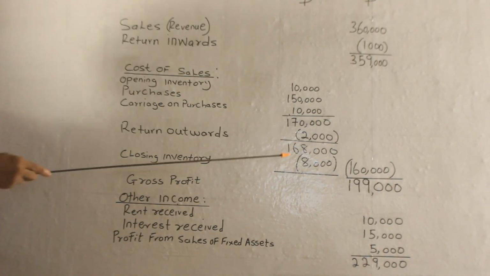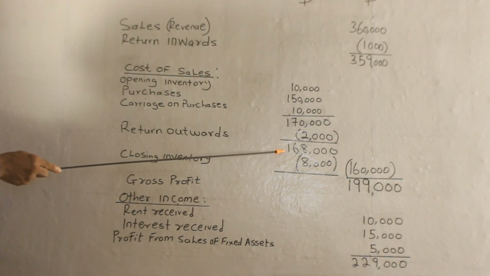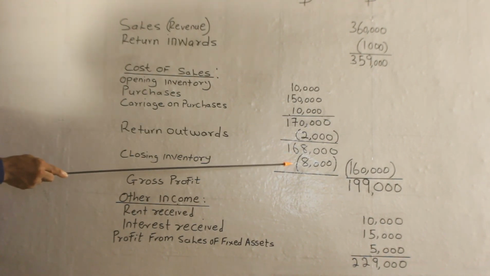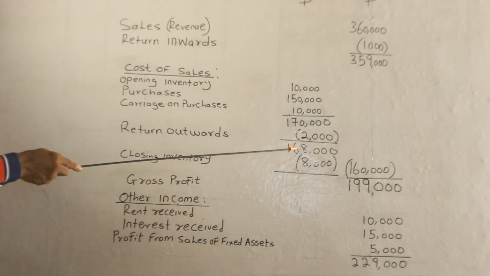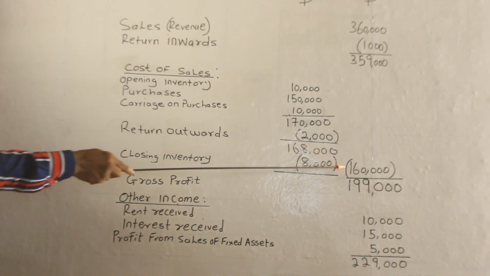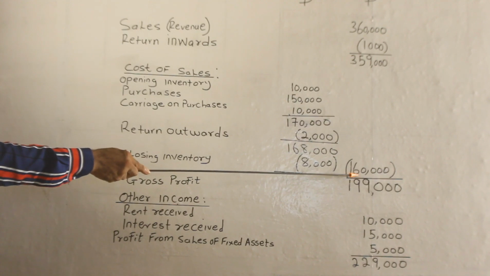Closing inventory means part of the 168,000 goods that were not sold. Assuming they sold all the goods, 168,000 will be the cost of goods sold.